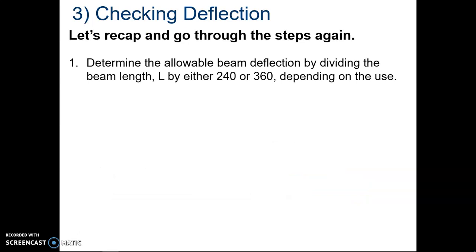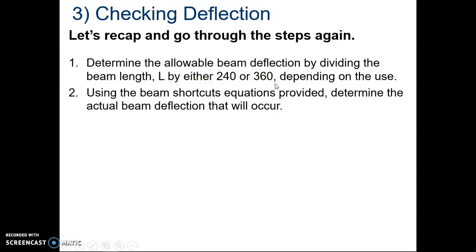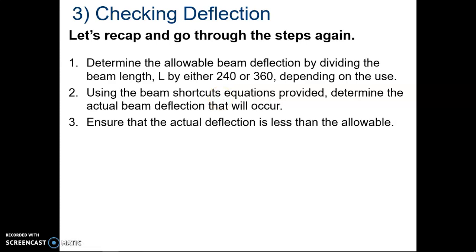And so let's recap. You determine the allowable beam deflection by dividing the beam length by probably both 240 and 360, depending on the use. Using the beam shortcut equations provided, determine the actual beam deflection that will occur. So you get allowable deflection in step 1, you determine the actual deflection in step 2, and you ensure that the actual deflection is less than what's allowed.